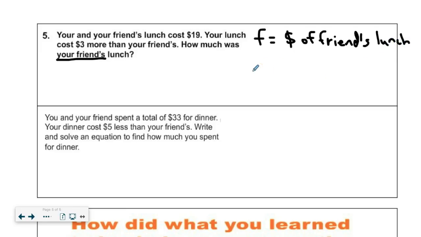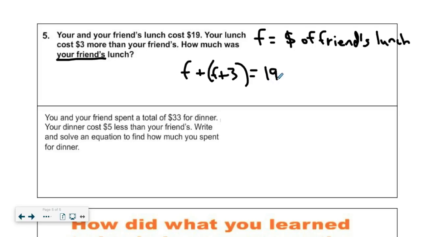All right, so what is the relationship between your friend's lunch and your lunch? It says your lunch is $3 more. So in order for it to be equal, I would have to add 3 to the friend's. Agree so far? Okay, so friend's lunch is what the friend's lunch costs, plus the friend's lunch plus 3, which represents the cost of your lunch, because your lunch is $3 more than your friend's. That total is $19.